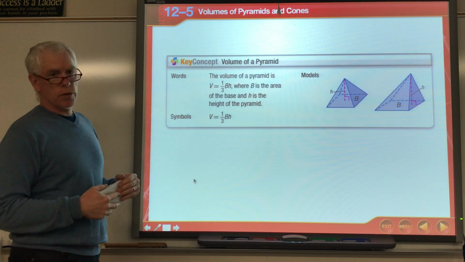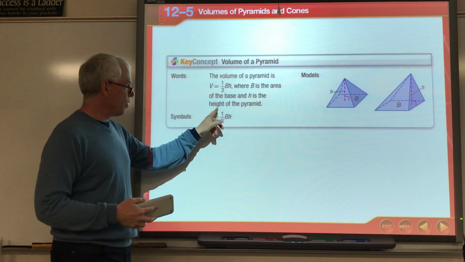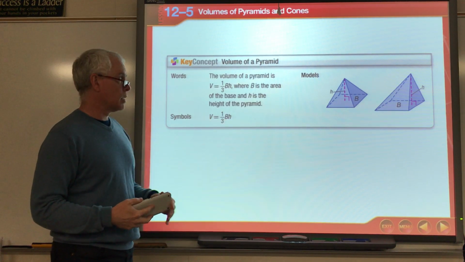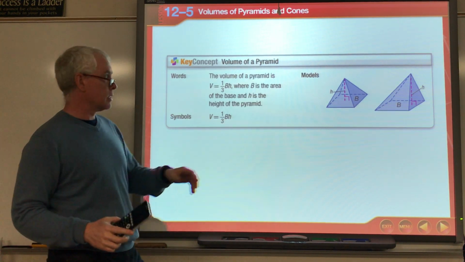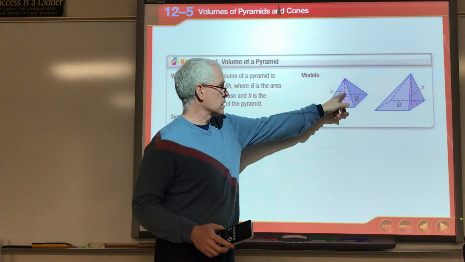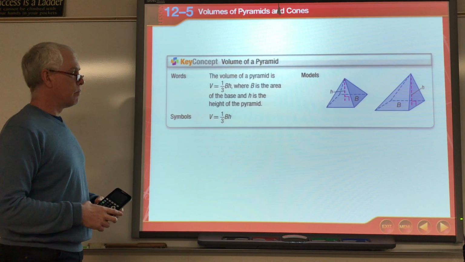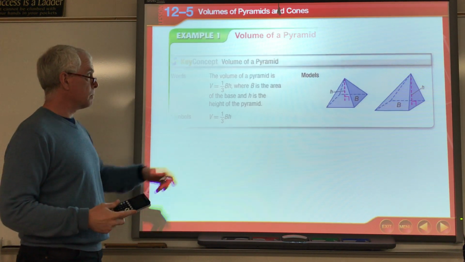Here's your formula for the volume of a pyramid. So 1/3 capital B H, or the area of the base, times the height. Now this time it's the height, not the slant height. So the height goes from the vertex perpendicular to the base. And so make sure you're aware of that when you apply height here, okay?